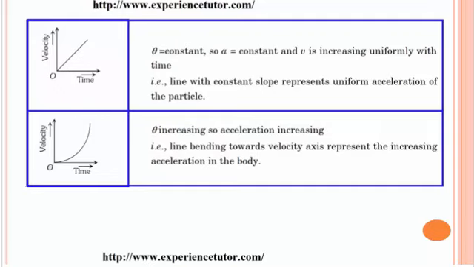In the next graph, we can see theta is equal to constant, so alpha is equal to constant, and v is increasing uniformly with time. That is, a line with constant slope represents uniform acceleration of the particle.